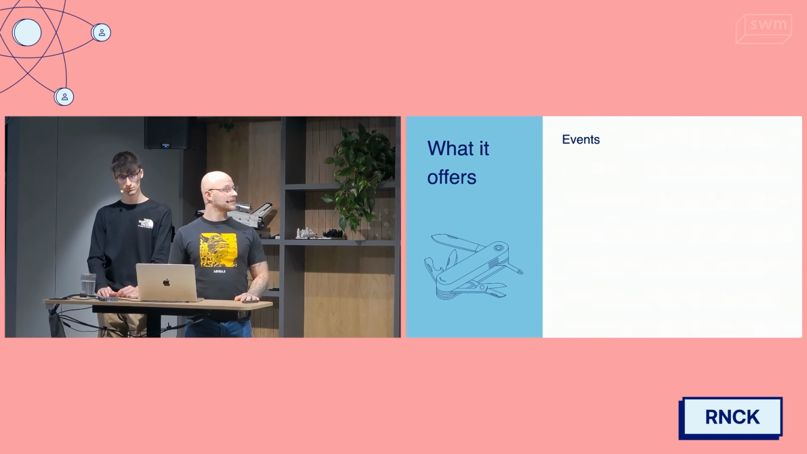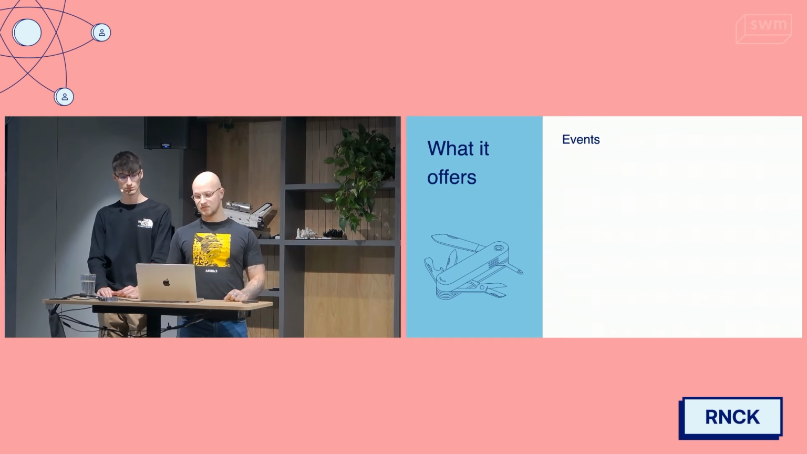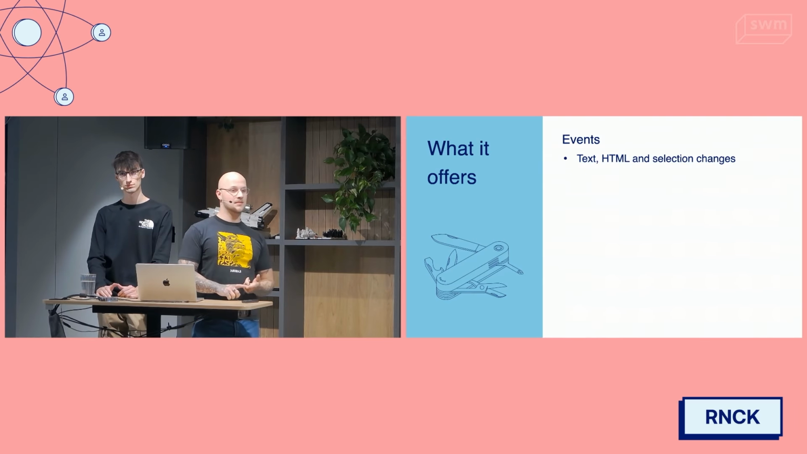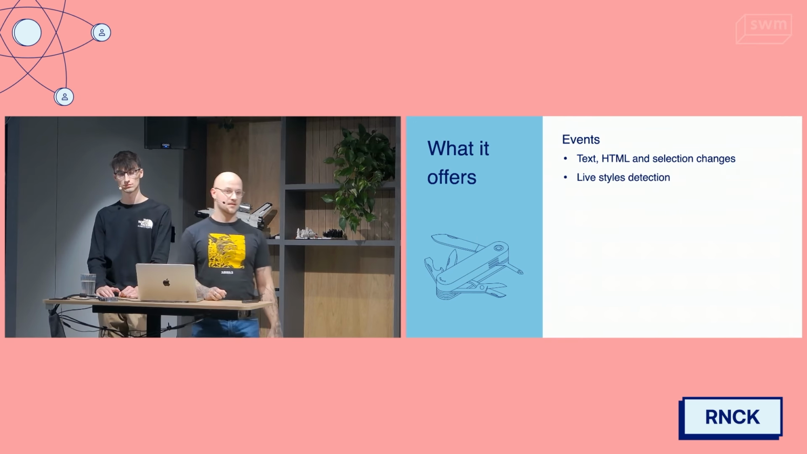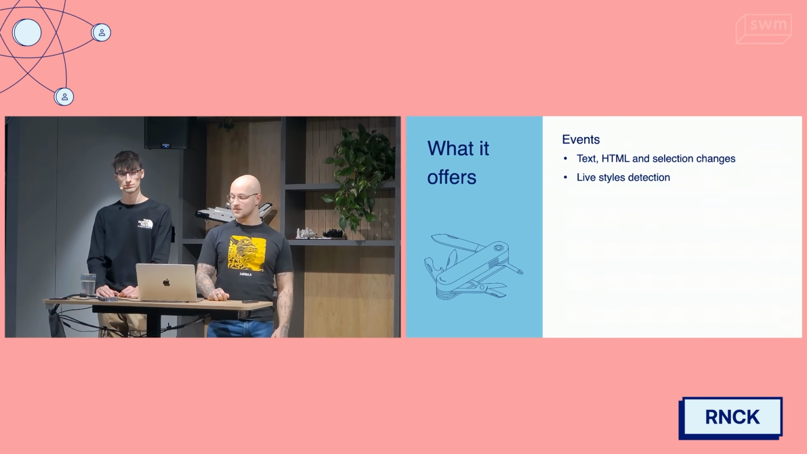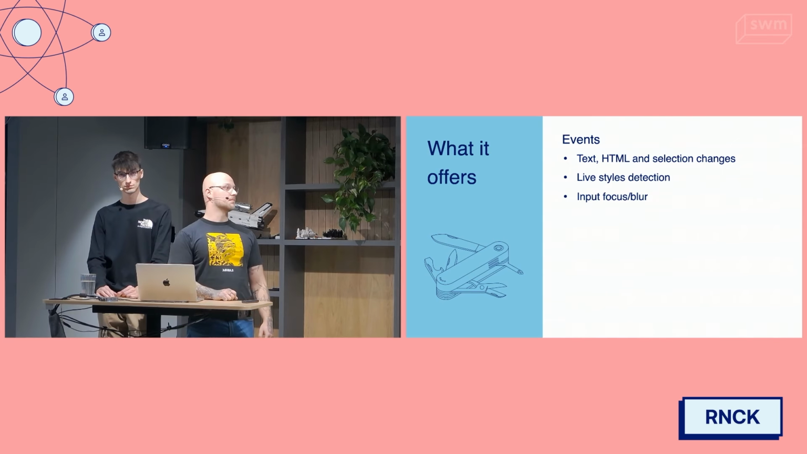Next, we have events. And we actually have a lot of events that let you really customize the behavior of the enriched text input to, let's say, hit your goal. So, first of all, there are text, HTML, and selection change events. These are dispatched every time text changes in the input, and HTML changes too, because you can also just toggle the style without changing the text. And, of course, selection changes if you need it. There is live styles detection, just as we've seen in the example usage. There are also some events regarding the input's focus and blur.